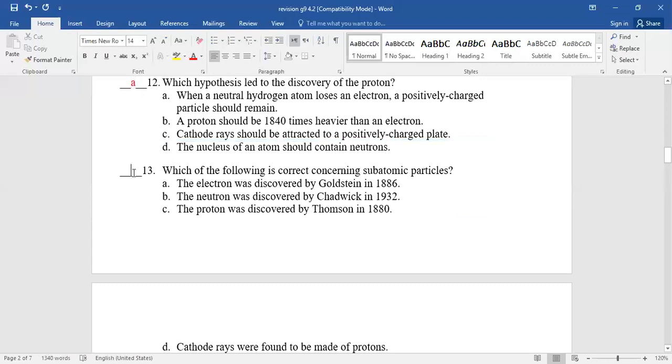Number 13, which of the following is correct concerning subatomic particles? Number A, electrons were discovered by Goldstein in 1886, and that's not true. Goldstein got the protons. The neutrons were discovered by Chadwick in 1932, and that's true. The proton was discovered by Thomson in 1880, and that's not true because Thomson got the electrons, the cathode ray. The cathode rays were found to be made of protons, no, it was electrons. And the perfect answer for that will be number B, that Chadwick discovered the neutrons.